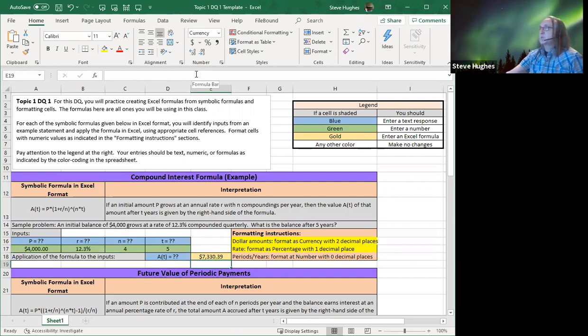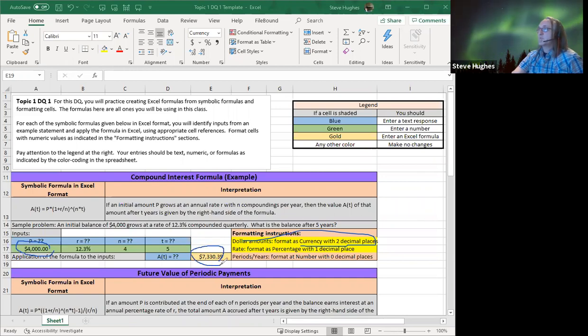Next, it says, note, I'm looking here in the yellow, okay? In the yellow, it says the dollar amounts right here must be currencies with 2 decimal places. And there I have my dollar amount for P, 2 decimal places. Here I have my dollar amount for A, the future value of compound interest, has 2 decimal places. My percent has 1 decimal place, and I have formatted everything exactly as it calls for.